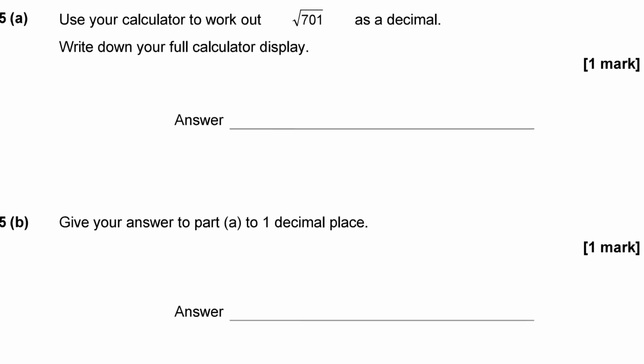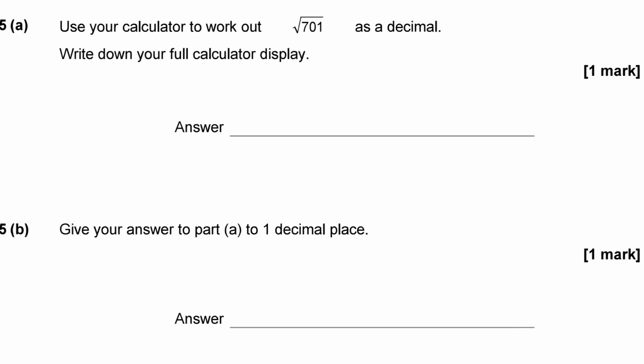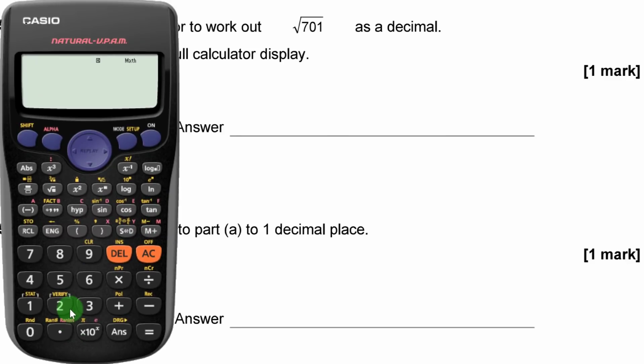Question 5a. Use your calculator to work out the square root of 701 as a decimal. Write down your full calculator display. Okay, so we just need to know how to type a square root into our calculator. If you've got one of these Casio calculators, then you can see there's a square root button here. So just click the square root of 701. Now if I press equals, look, it just tells me root 701. That doesn't help me very much.